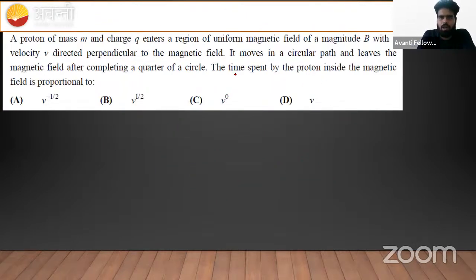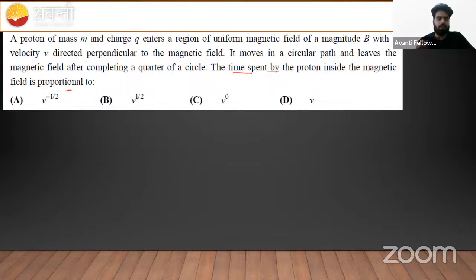Again, this is a question asked from the magnetic section. What is the time spent by the particle inside the magnetic field? One thing is very clear when such a question comes in a problem: we need conceptual clarity. What is the dependency order? How are two equations related to each other?